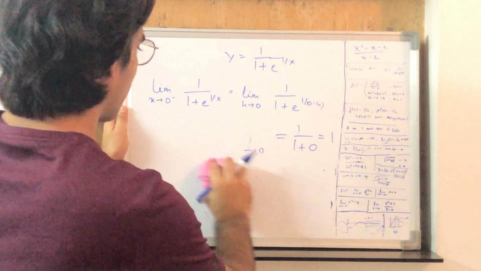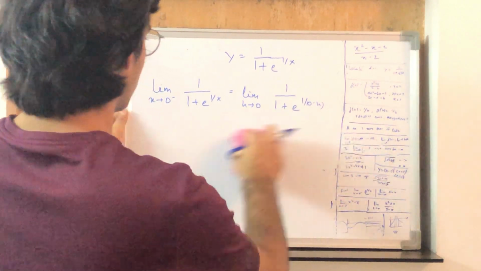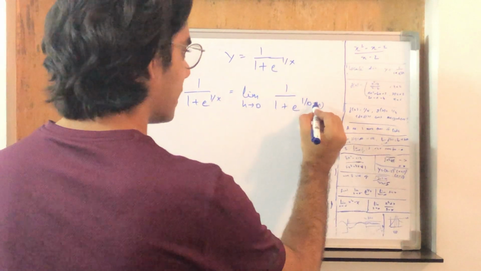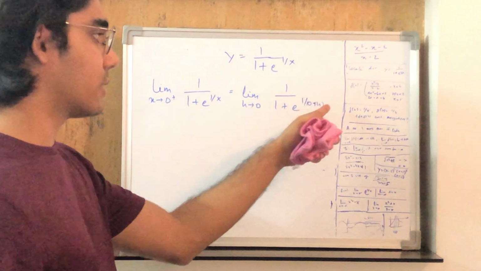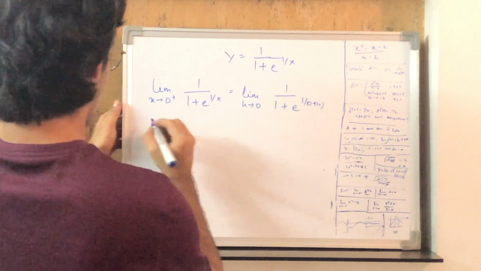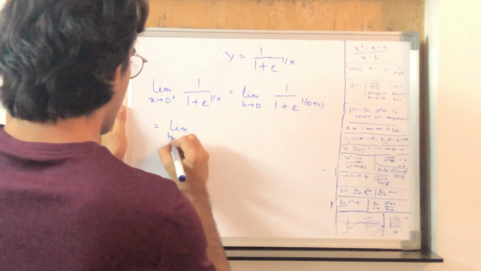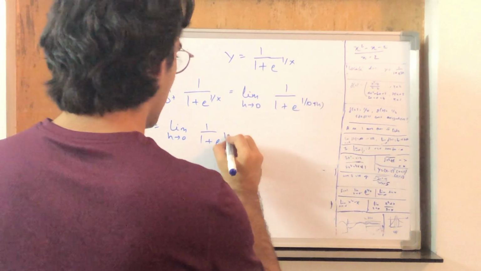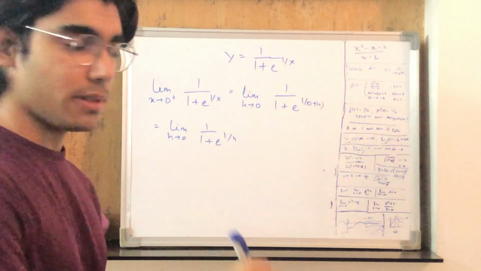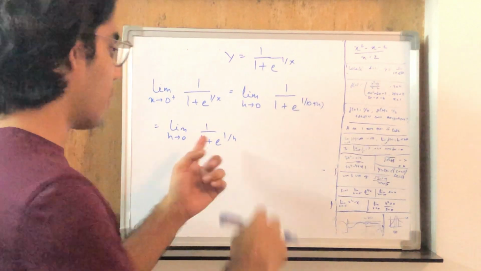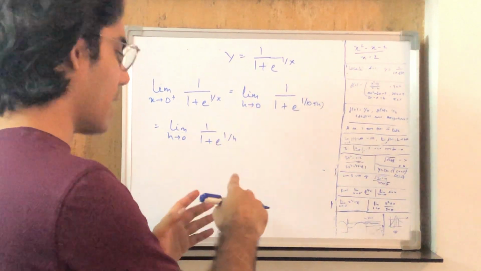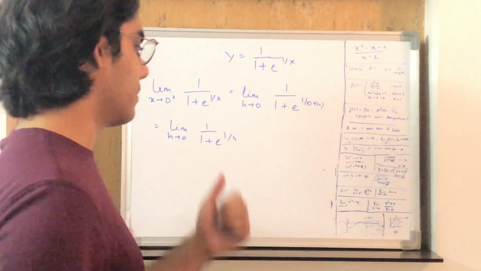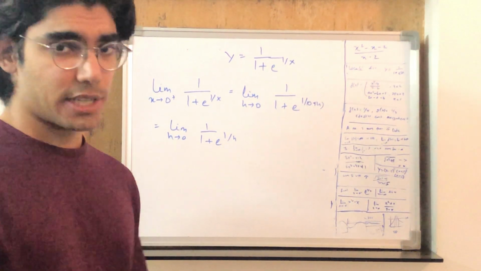Now let's try to find the right-hand limit. I have 0 plus 1 over x, and instead of 0 minus h, I'm going to switch this to 0 plus h. Then I write this further as limit h tending to 0 of 1 over 1 plus e to the 1 over h. Previously, when I was finding the left-hand limit, I had 1 over e to the 1 over h for this term, because I had a negative in the exponent. But now it's just this. Let's see what happens now.